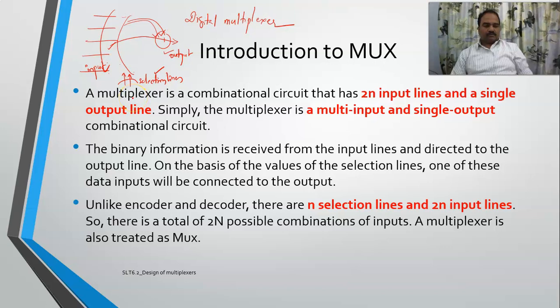Unlike an encoder and decoder, which you have seen in your previous classes, a multiplexer has n selection lines and 2^n input lines. Here there are a total of 2^n possible combinations of inputs. A multiplexer is also called a mux. Now I'll show you how it works.